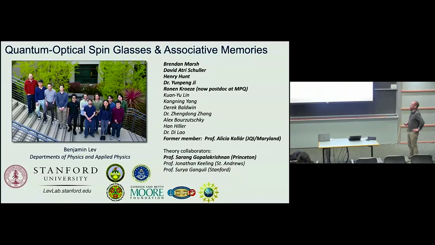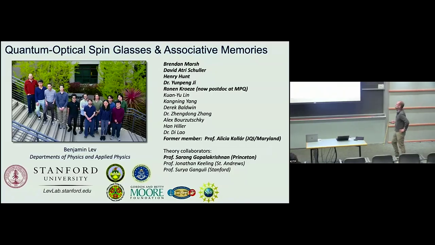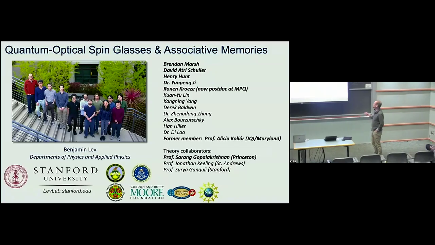Yeah, so today I'm going to tell you about one of the 3 experiments in my lab at Stanford, and it comes at a good time if you paid attention to the Nobel Prize a few weeks ago. So we're going to be talking about quantum optical spin glasses and the associative memories we can create with them.